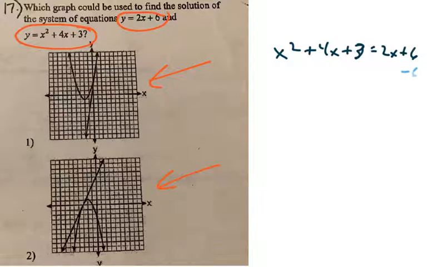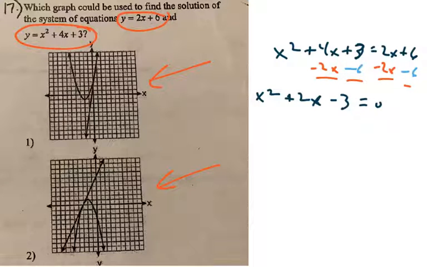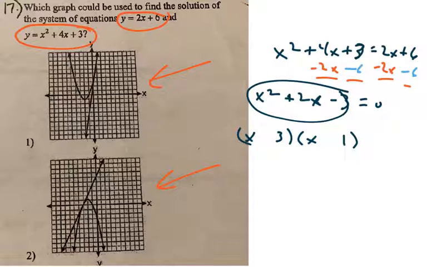I'm going to minus 6 both sides. I'm going to minus 2x both sides. So let's see what happens here. I got x squared plus 2x minus 3 equal to 0. I can solve that with the quadratic formula, or I can factor. So 3 times 1 is a 3, 3 minus 1 is a 2. For this to equal 0, it's got to cross at negative 3 and at positive 1.